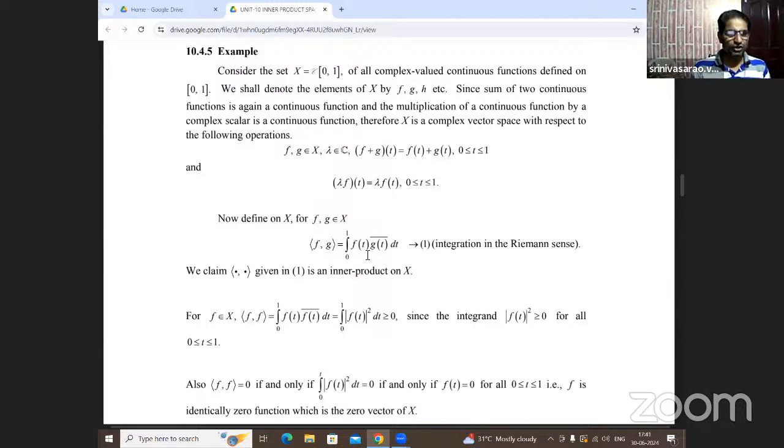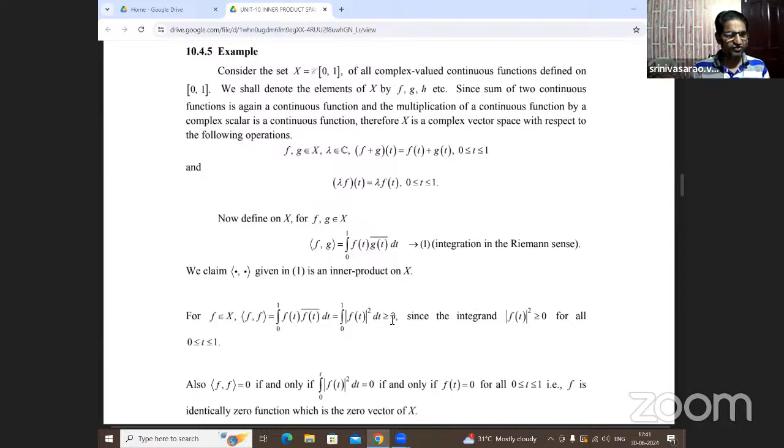We have already learned this in the primary part of complex analysis. Mod z squared means z times z bar, that is, z into z bar equals mod z square. So replacing z by f of t, we get f of t into f of t bar by the definition.